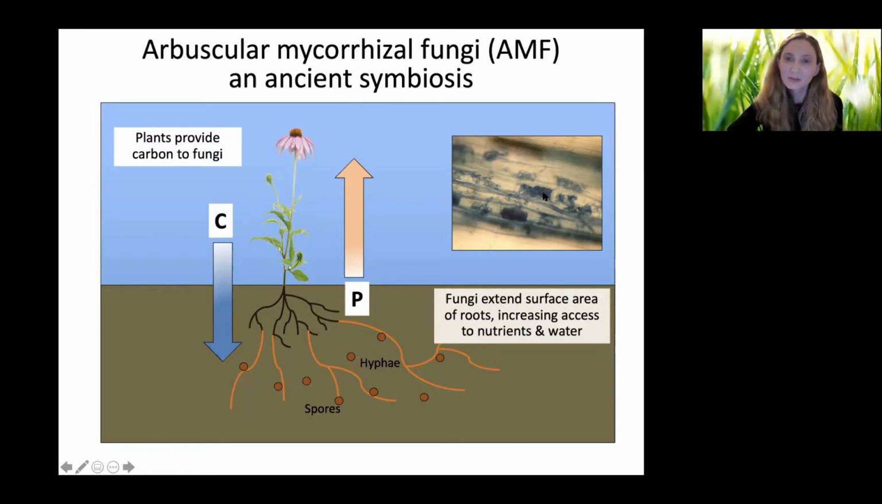And here's a picture of what these fungi look like under the microscope. So in our experiments, we'll harvest plants, apply a special stain that stains the fungi blue, and then we can look at them under the microscope to see how well the roots are colonized.